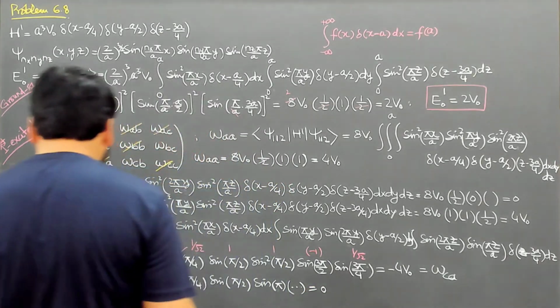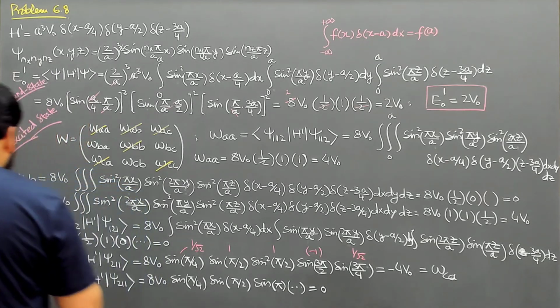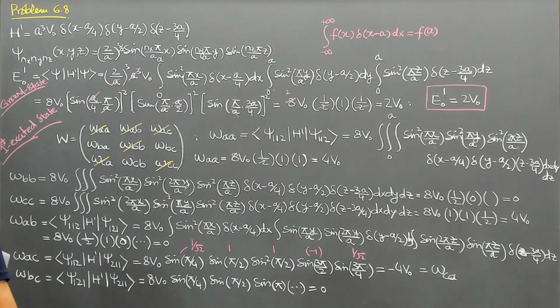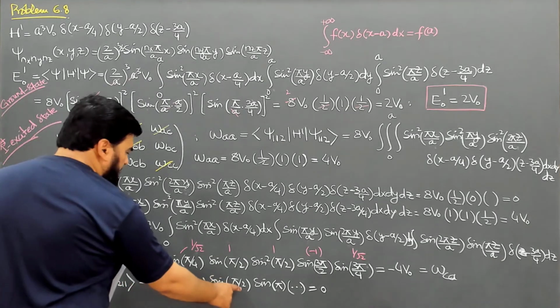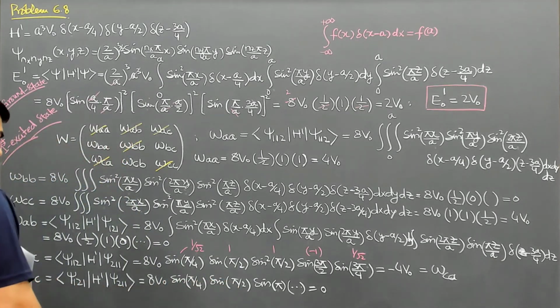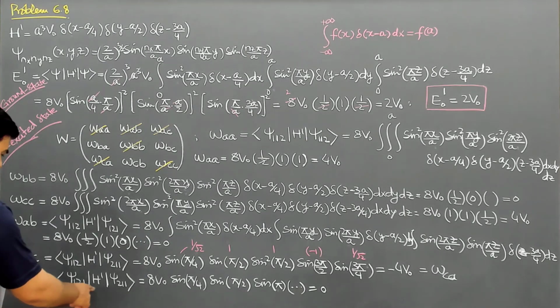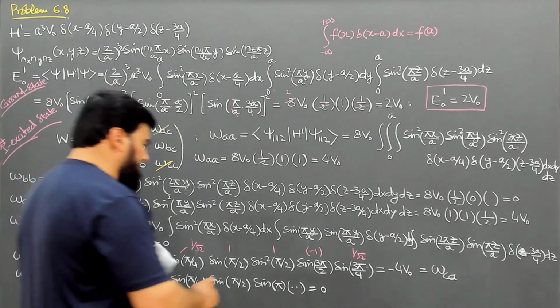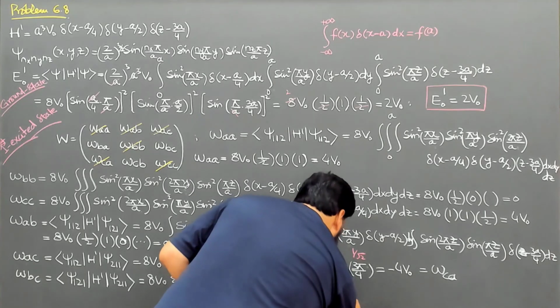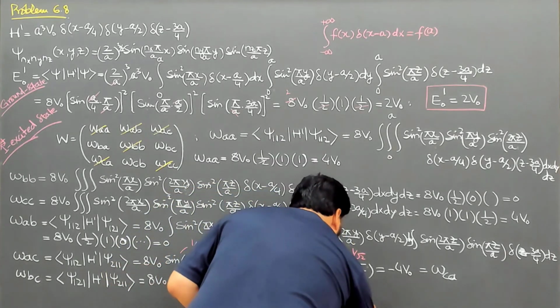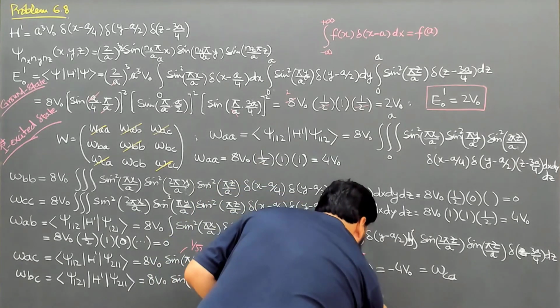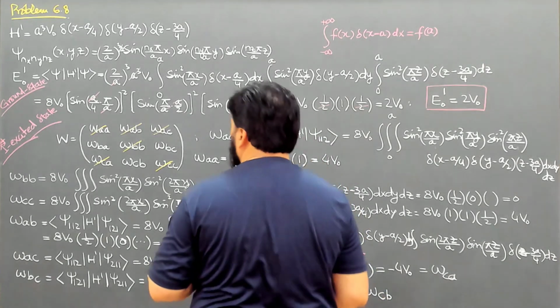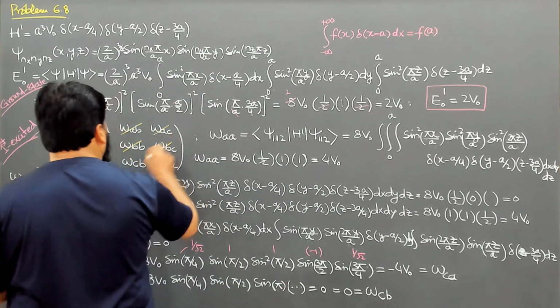And this is also the same when we calculate CB, because in CB we will again have the other term give us that combination, C and B. So C will be 2 here, and B will be here. So it will again give us 0. This is 0 for W_CB. So we have found BC and CB.